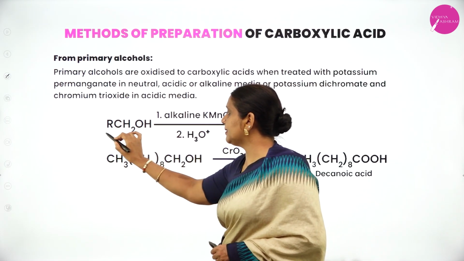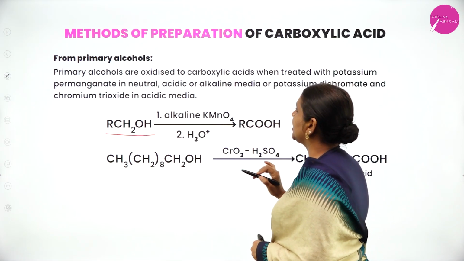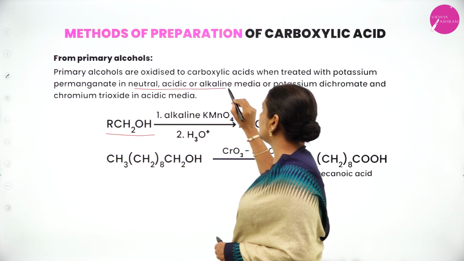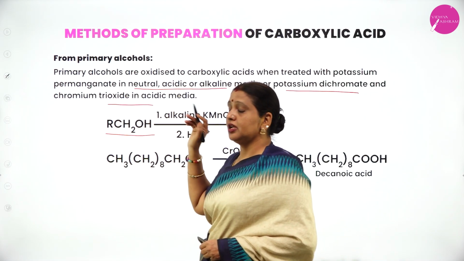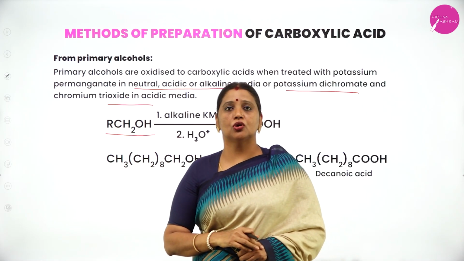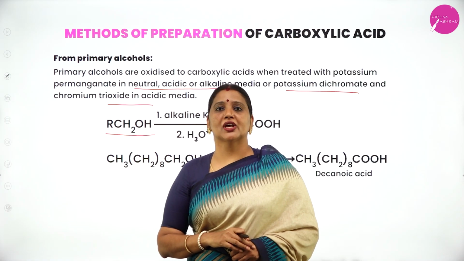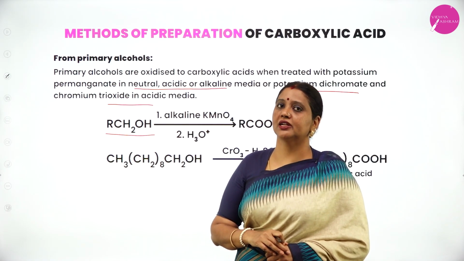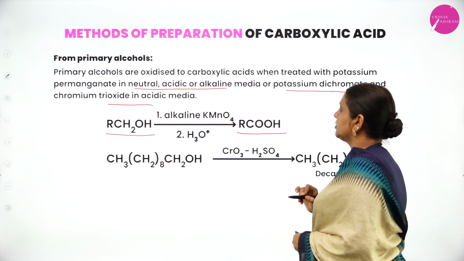Next, how can you prepare carboxylic acid? Carboxylic acid is prepared by the oxidation of primary alcohol in the presence of potassium permanganate in neutral, acidic or alkaline medium, or potassium dichromate or chromic trioxide. So when primary alcohol undergoes oxidation in the presence of potassium permanganate, potassium dichromate or chromic trioxide, it gets oxidized to carboxylic acid.